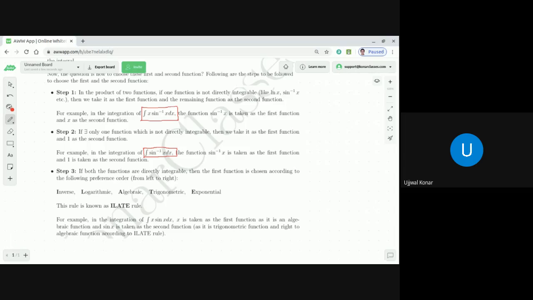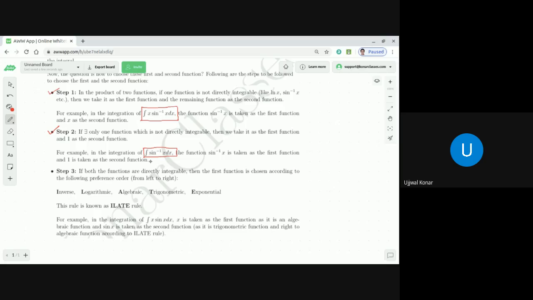Because 1 is not directly mentioned, but it means sine inverse x means you can write 1 into sine inverse x. So here is step 2 then. If there exists exactly only one function which is not directly integrable, then we take it as the first function and 1 as the second function. For example, in the integration of sine inverse x dx, the function sine inverse x is taken as the first function, and 1 is taken as the second function. And then you proceed with the formula.